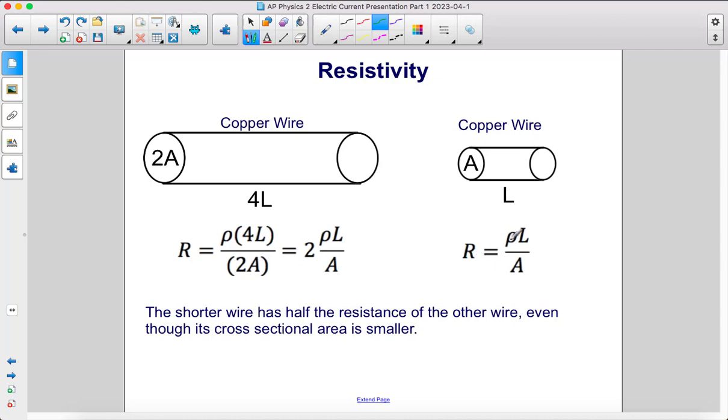Here, for resistance, we have rho L over A. All right, so that's our standard resistance. Here, our copper wire is 4 times as long, so we put a 4 in there. It also has twice the cross-sectional area, so 4 divided by 2 gives us 2 in front. So this wire has twice the resistance as this wire. So the shorter wire has half the resistance of the other wire, even though its cross-sectional area is smaller.